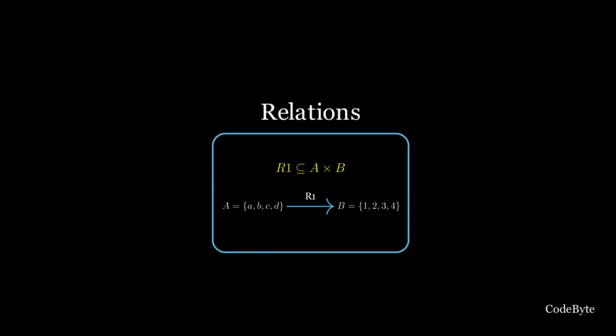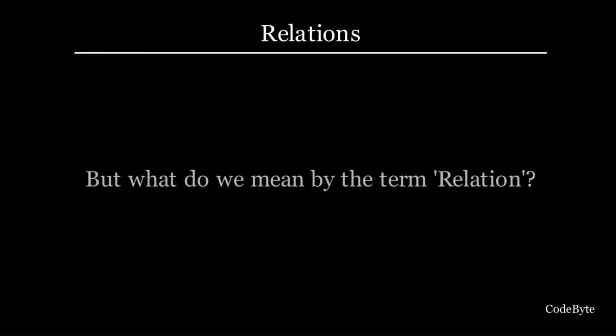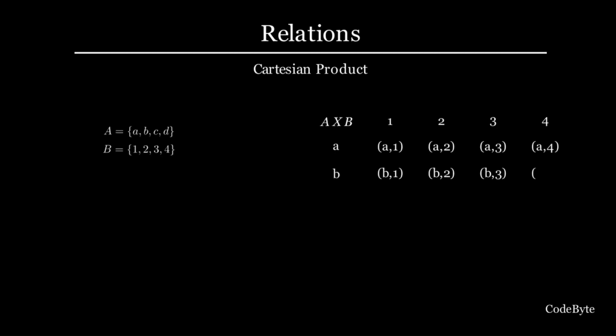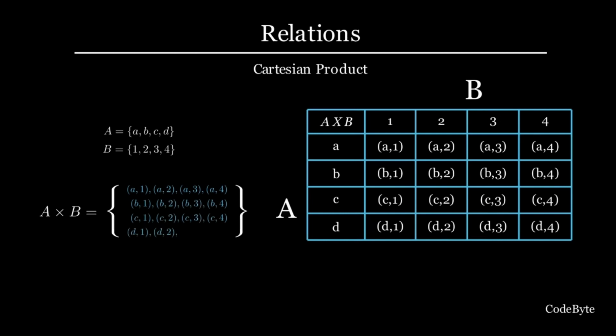Moving forward to relations. To understand what a relation is, we must first understand the concept of Cartesian product. Let us consider two sets, A and B. Set A contains the elements A, B, C and D and set B contains the elements 1, 2, 3, and 4. Then the Cartesian product includes all ordered pairs x, y, where x belongs to set A and y belongs to set B. It is also known as the cross product.